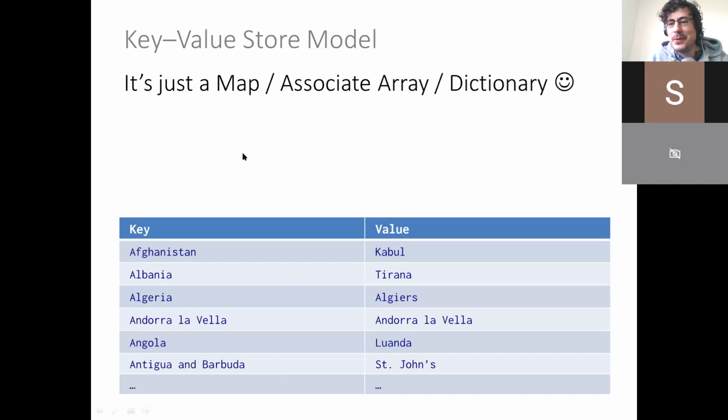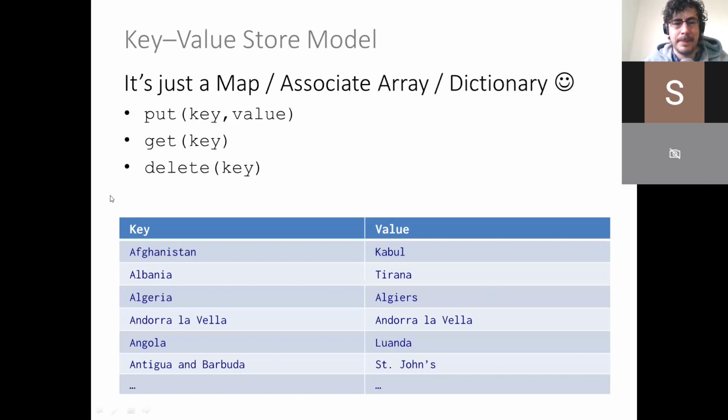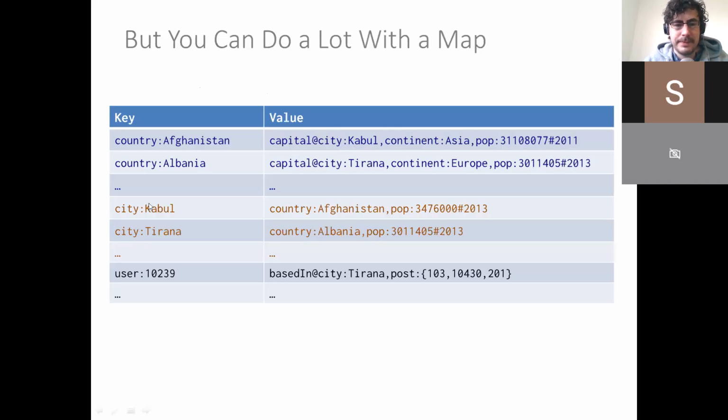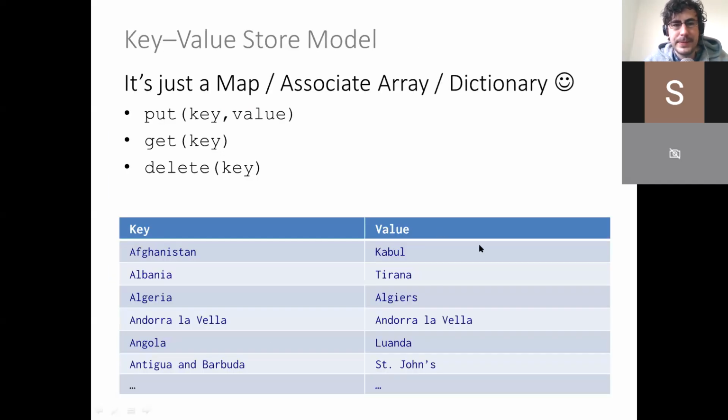What are they? In a word, they're a map or a dictionary, right? Or an associative array. So essentially you have keys and you have values, and you have your very typical interface, which is your put key value, your get key, which will return the value associated with that key, and delete key, which will just remove the key and the value. And that's pretty much it. So yeah, that's key value stores.